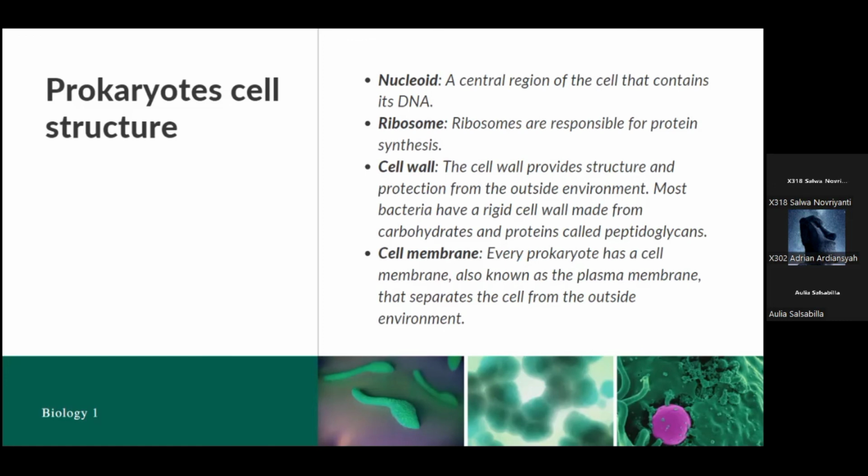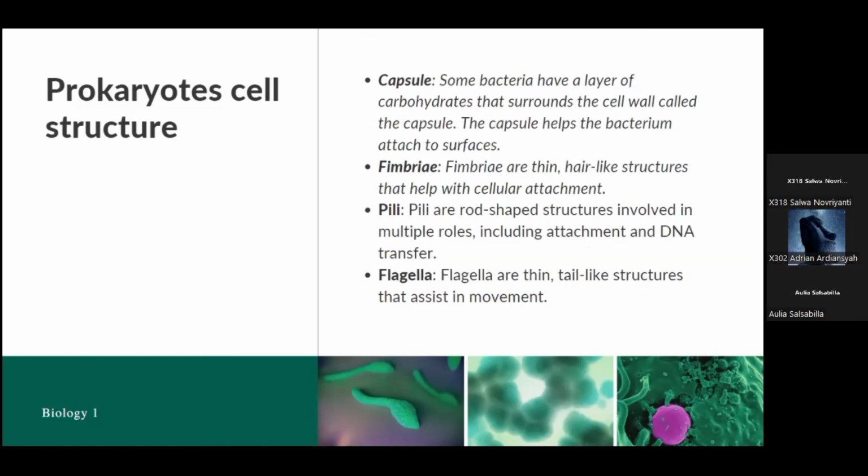Capsule. Some bacteria have a layer of carbohydrates that surrounds the cell wall called the capsule. The capsule helps the bacterium attach to surfaces. Fimbriae are thin, hair-like structures that help with cellular attachment. Pili are root-shaped structures involved in multiple roles, including attachment and DNA transfer. Flagella are thin, hair-like structures that assist in movement.